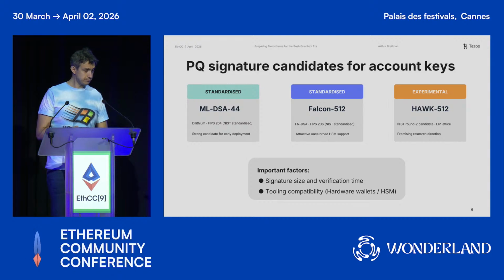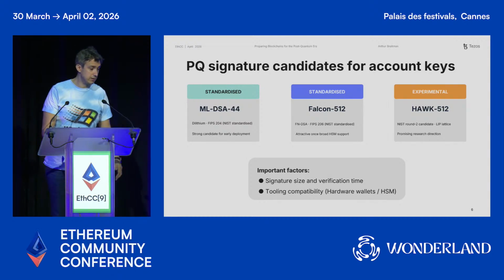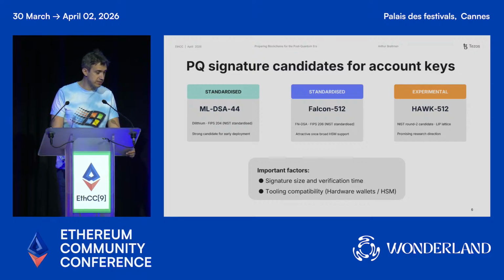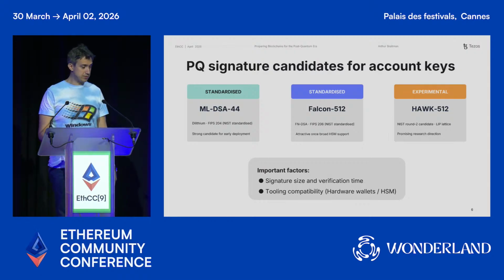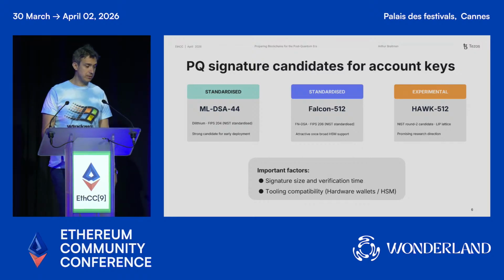So, user key migration. Here are some candidates we looked at for post-quantum signatures for account keys. All of these are basically lattice-based. When NIST was standardizing signatures, I really loved the unbalanced oil and vinegar signatures for their characteristics. Unfortunately, they proved to be insecure. But lattice has been fairly well tested since the 90s. Your options are ML-DSA-44, which is the most standardized one, it's Dilithium. Standardized as well, but a bit newer, is Falcon 512, and more experimental is Hawk 512. And the factors you look at when you pick the signatures are signature size, verification time, and tooling compatibility.